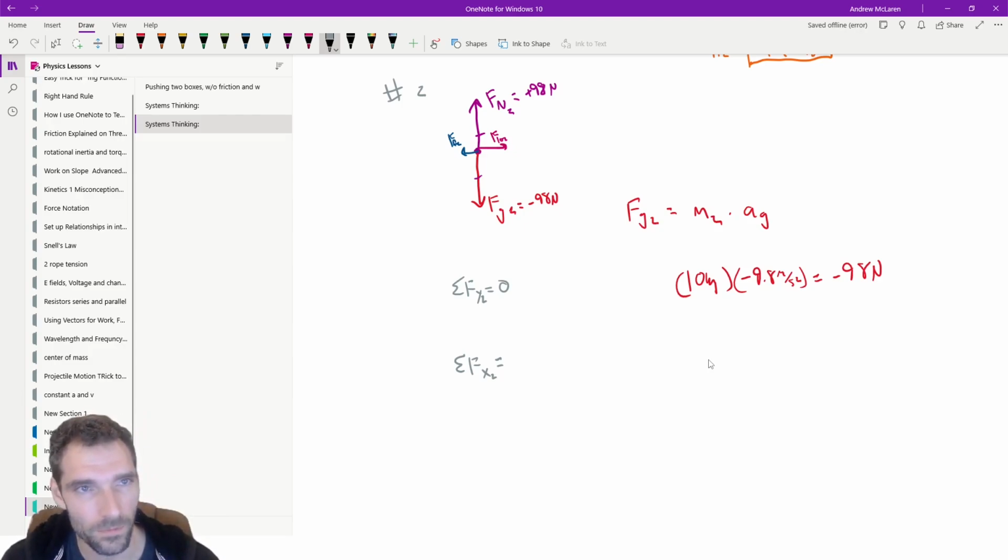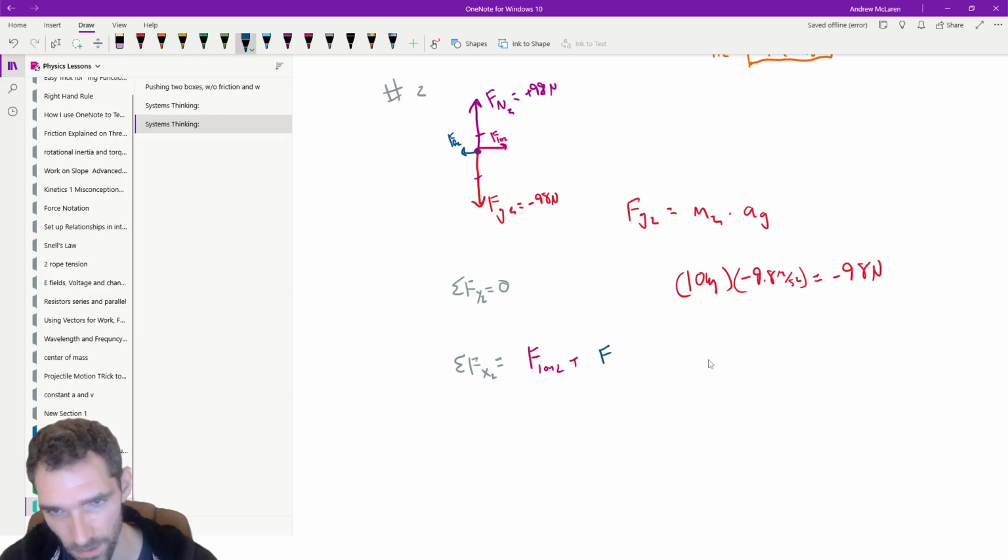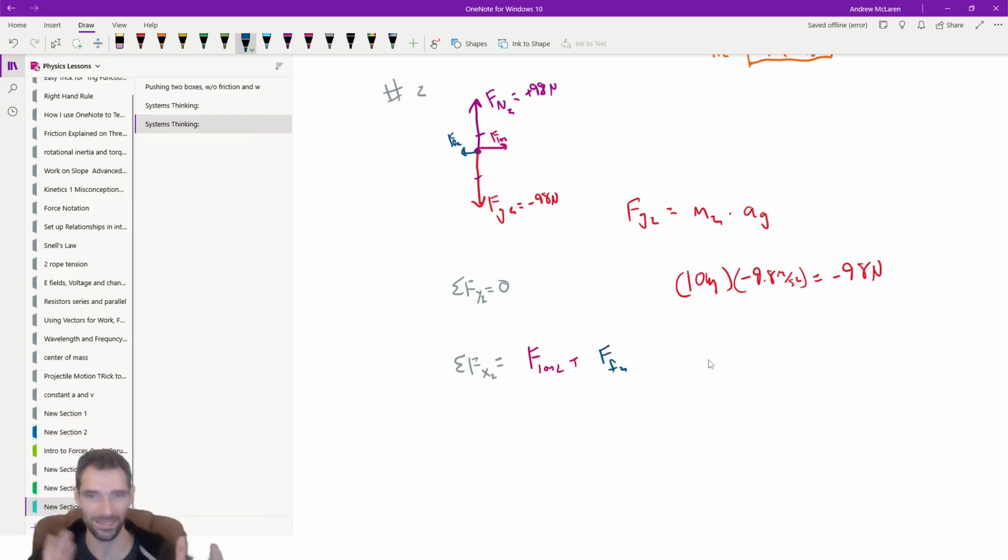Now, the sum of forces in the x direction is going to be the force of 1 on 2 plus some sort of force of friction for object 2. This is different than the force of friction of 1 and 2 because now we're looking at a smaller object. The gravity is less, the force normal is less, so it's experiencing a little bit less friction than that larger system that we were thinking about just a minute ago. Really important to have good labels.